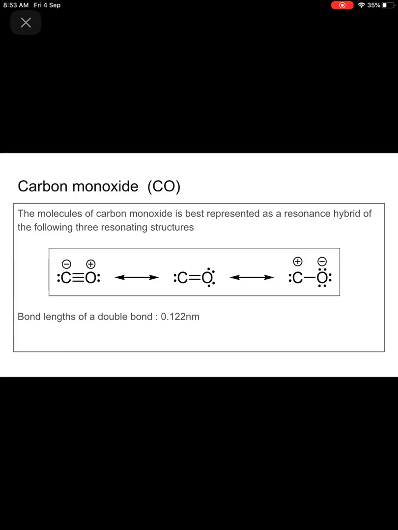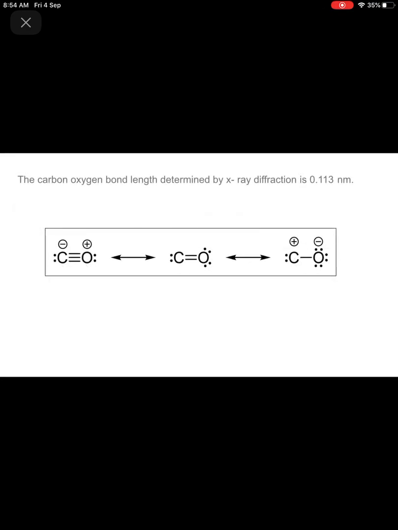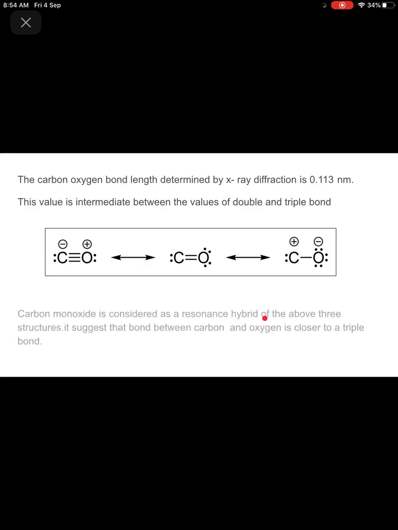The bond length of a double bond is 0.122 nanometer, and for a triple bond it is 0.110 nanometer. So this is the bond length. The carbon-oxygen bond length determined by X-ray diffraction is 0.113 nanometer. This value is intermediate between the values of the double bond and triple bond, and therefore carbon monoxide is considered as a resonance hybrid of the above three structures. It suggests that the bond between carbon and oxygen is closer to a triple bond.